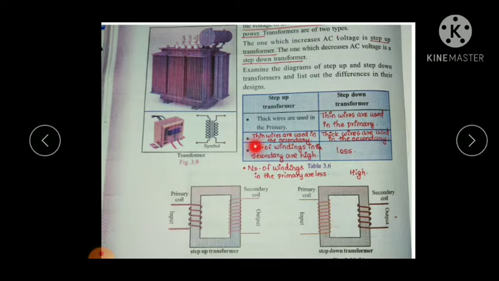Then the number of windings in the secondary is high, while in this case the number of windings in the secondary is less. The number of windings in the primary is less, while here the number of windings in the primary coil is high. So you have to fill this table in your textbook.